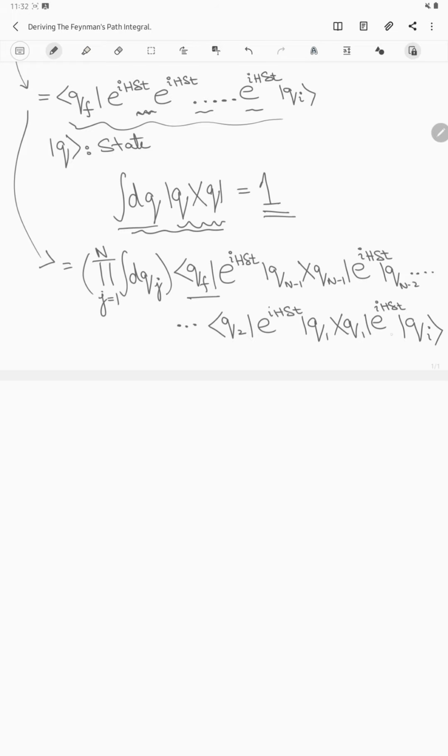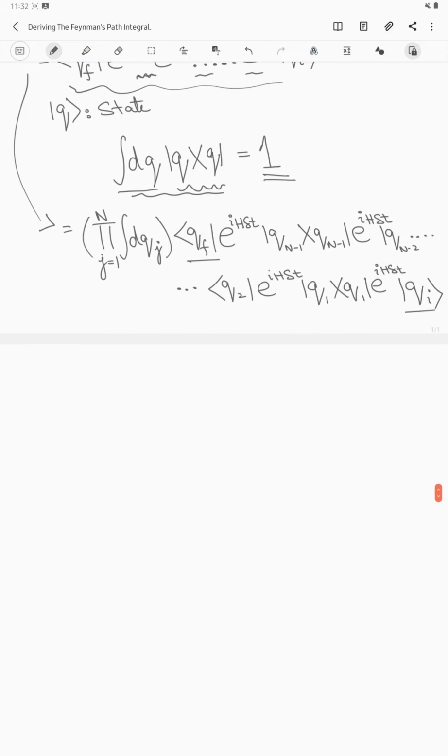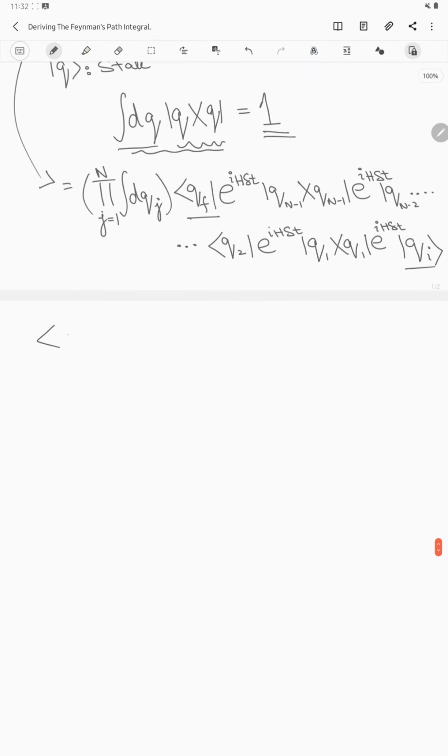So you started with the final and you end with your initial, right? In this particular expression, okay, now you have to pay attention to the individual factor of this thing, that is ⟨q_{j+1}| exponential iota H delta t |q_j⟩, right? So well, it's this thing, generalizing this thing.